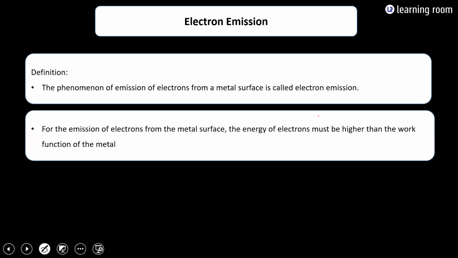Photoelectric emission is one of the types of electron emission. That is what I am trying to build. I'll tell you the different kinds of electron emissions that are there. Then you will understand the photoelectric emission. Okay, let me know once you're done.